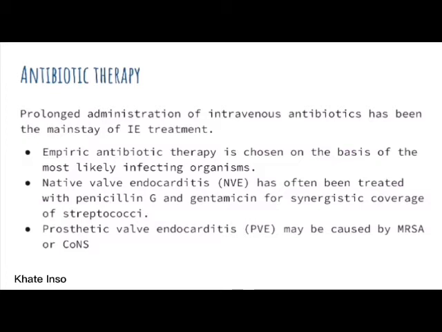And the second one is native valve endocarditis, or the NVE, which has often been treated with penicillin G and gentamicin for synergistic coverage of streptococci. And lastly, the prosthetic valve endocarditis, or the PVE. It may be caused by MRSA or CONS.